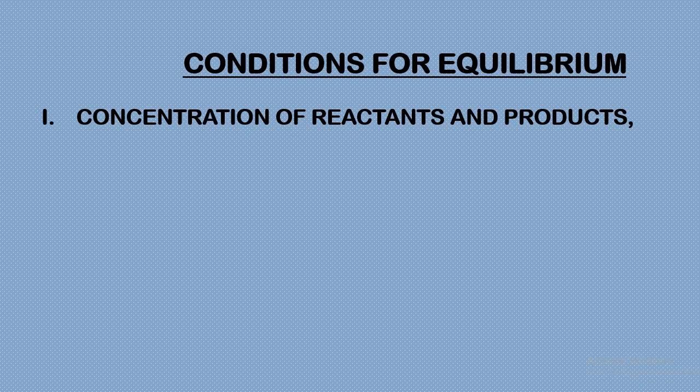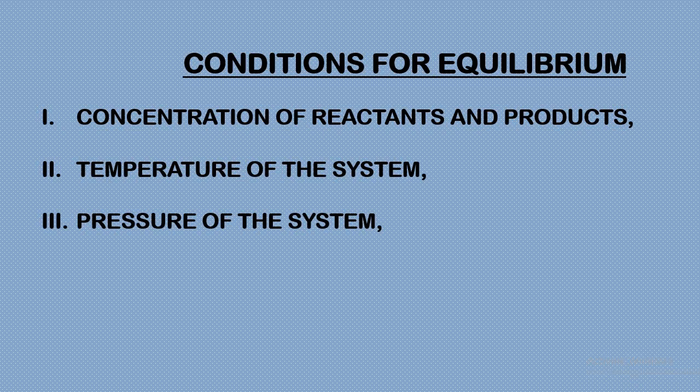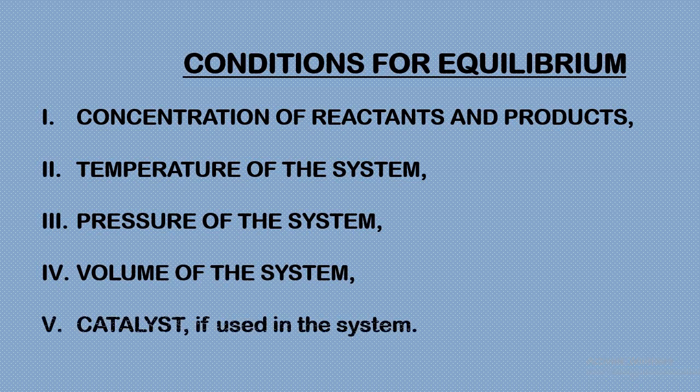Conditions necessary for equilibrium are as under. Number 1, concentration of reactant and product. Number 2, temperature of the system. Number 3, pressure of the system. Number 4, volume of the system. And number 5, catalyst if used in the system. We will discuss all of them one by one.